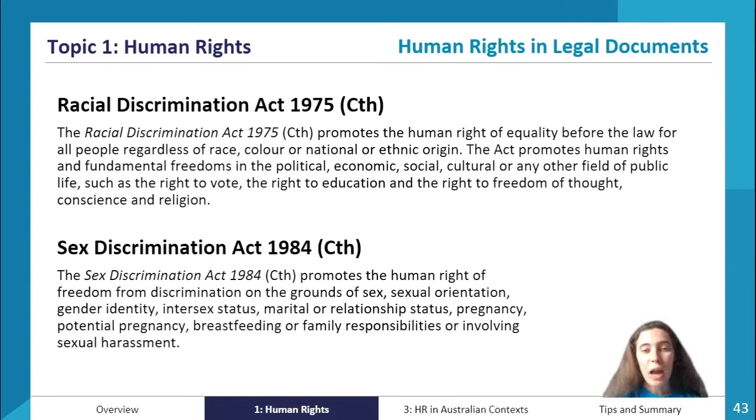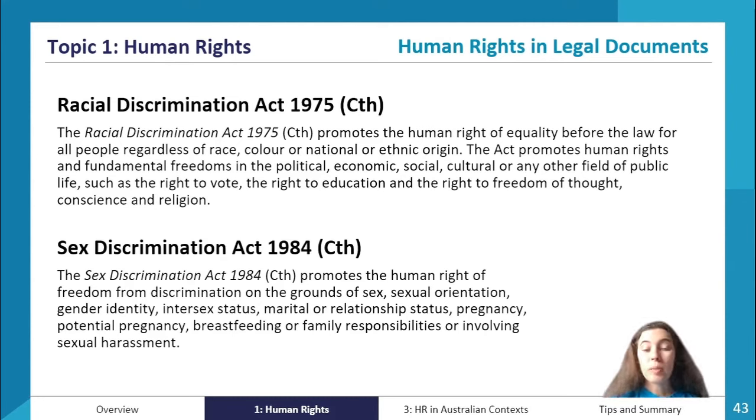The Racial Discrimination Act 1975, which is a Commonwealth Act, promotes the human right of equality before the law for all people, and that's regardless of race, color, or national or ethnic origin. And the Act promotes human rights and fundamental freedoms in all different areas. So political, economic, social, cultural, and any other field of public life. So we've got the right to vote regardless of your race, the right to education, and the right to freedom of thought, conscience, and religion.